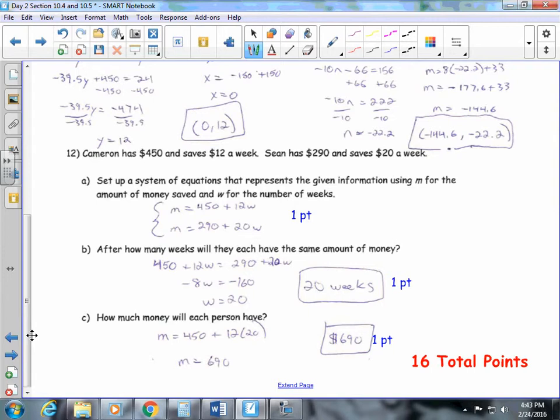Again, please pause this. There are 16 total points for today. Please make sure that you've checked it accurately and honestly, and go ahead and hand that homework into the sub folder. All right, pause if you need to.